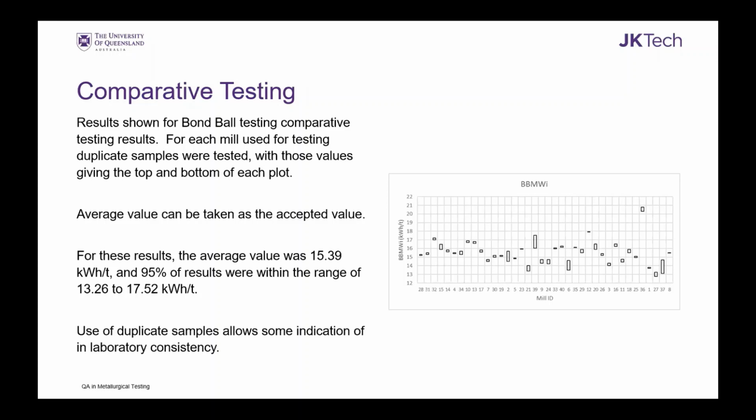For this program, we got an average value of basically 15.4 kilowatt hours per ton. And looking at that 95% range of results, 95% of the results were within 13.3 to 17.5 kilowatt hours. So that defines that 95% confidence interval for the test for this material.